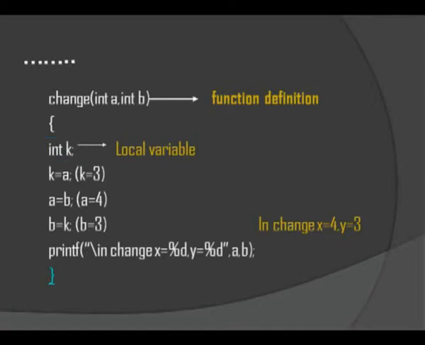Here I have this integer k, which is a local variable. I want to interchange the values, so this is the logic for interchanging. The value of a is sent to k, b is sent to a, and again the value of k I am copying to b.